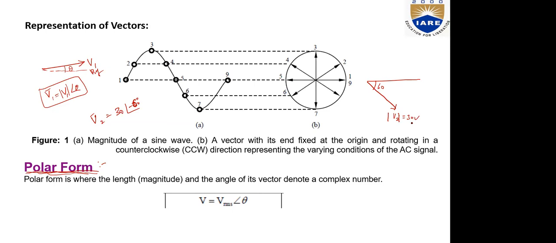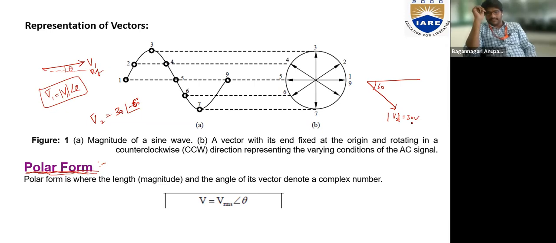Yes, sir. So representing the vector in terms of magnitude and phase angle is nothing but a polar form. In polar form, we take the length, magnitude and phase angle, and it will be denoted by a complex number. Fine? Yeah. Let us go for the next one.